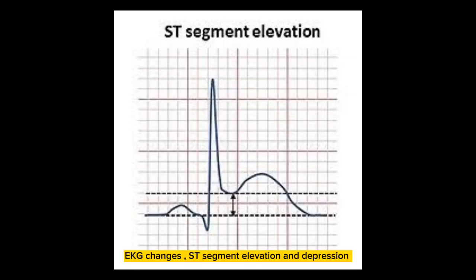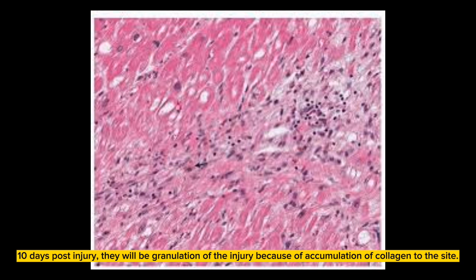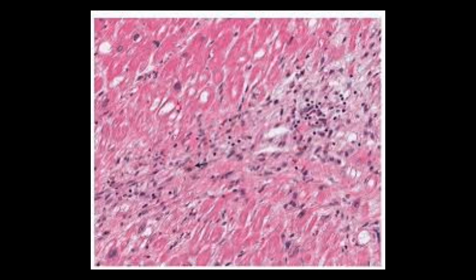ECG changes: ST segment elevation and depression. 10 days after the myocardial infarction, there is dilation of the injured tissue because of accumulation of collagen, and there will be an increase or change in the size of the heart muscle.